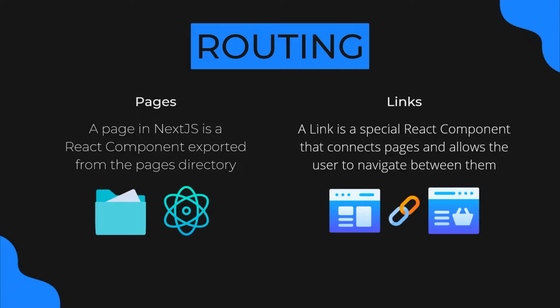Before we get into how to create a page in NextJS, we must understand what's going on underneath. Routing in NextJS is composed of two major elements, pages and links. A page in NextJS is a React component exported from the pages directory. These are the physical pages that the user sees when browsing the website. On the other hand, links are special React components that connect pages together and allow the user to navigate between them. Let's take a look at how NextJS pages are mapped in the browser.